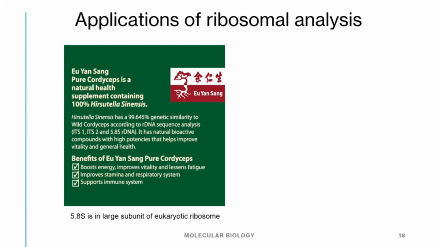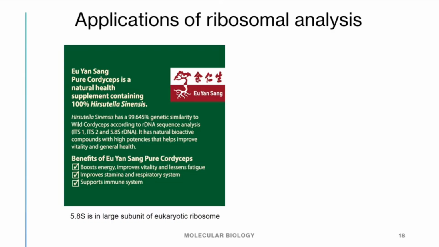Now, ribosomes are actually a very interesting kind of molecule, especially ribosomal RNA, because different species have slightly different sequences in their ribosomal RNA. And because ribosomal RNA is probably one of the most abundant kinds of RNA present in cells, it is very easy to extract from the cells and very easy to analyze. Therefore, ribosomal analysis is used in species identification.